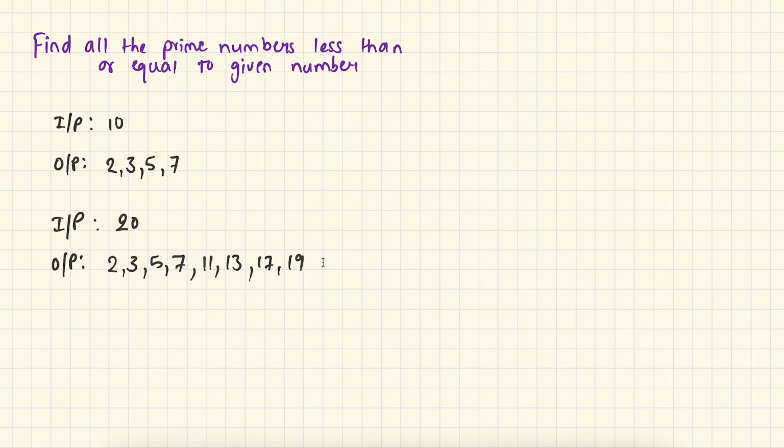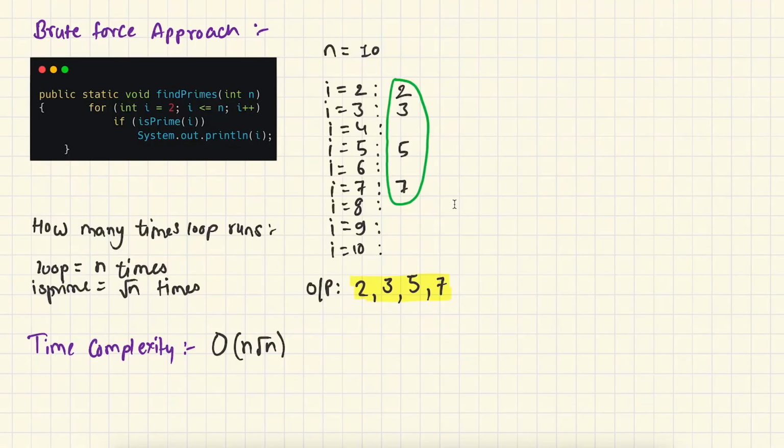Now please pause this video and think about a solution to solve this problem. Now let's see the brute force approach to solve this problem. Here I have written a function, and in this function we are running a loop from 2 to less than or equal to n. In each iteration I am checking whether i is prime or not. If i is prime, then we simply print it on screen.